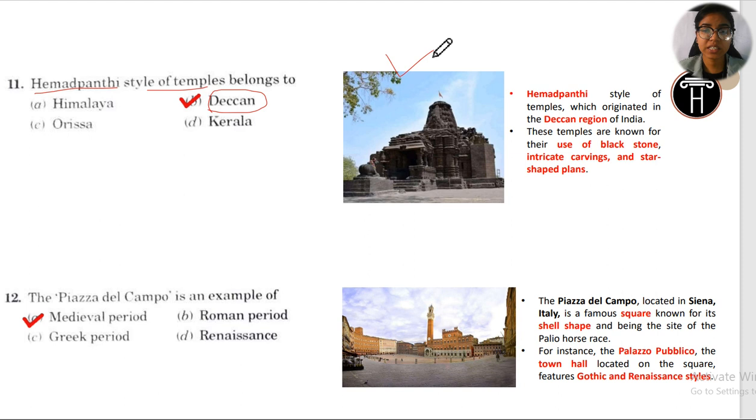This is one of your examples of the Hemadpanthi style of temple, which originated in the Deccan region of India. These temples are known for the use of black stone. The first feature is that they use black stone in the construction of the temple. They also have intricate carvings. As you can see, this carving work and fine detailing in the temple, and a star shaped plan. The plan of the building is basically of star shape. So these are some features of the Hemadpanthi temple style, which belongs to the Deccan.